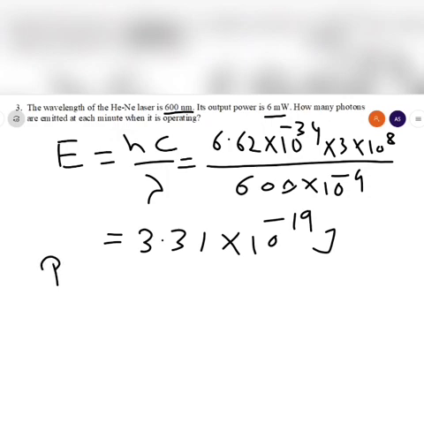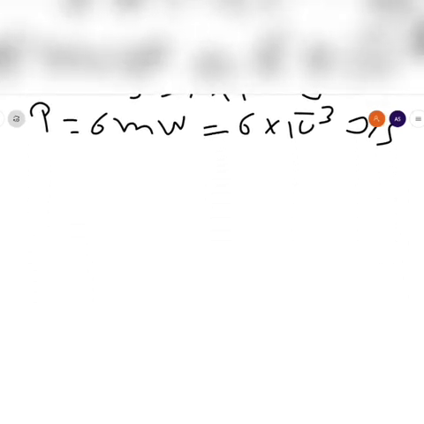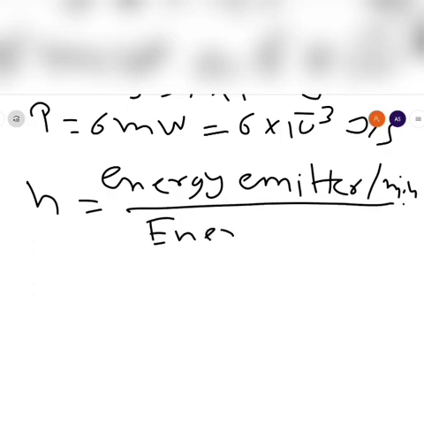You know the power is 6 milliwatt. We can write 6 into 10 to the power minus 3 joule per second. 1 watt is equal to 1 joule per second. Now you know the number of photons is the energy emitted per minute divided by the energy of a photon.